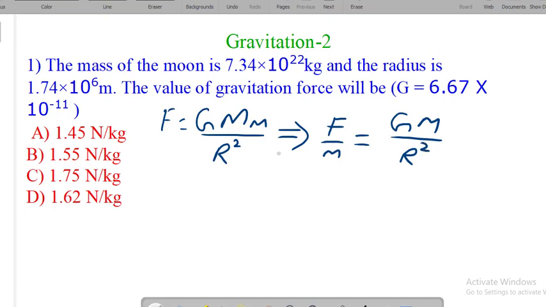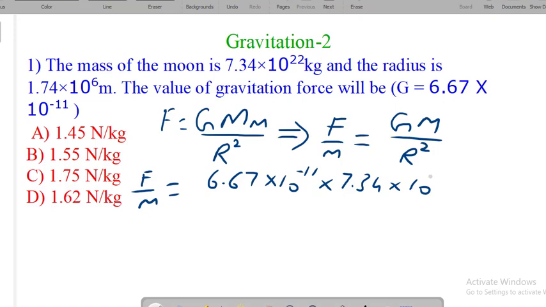Now we just substitute the values. So what we have is F upon m is equal to G, which is 6.67 into 10 raised to minus 11, into mass, which is 7.34 into 10 raised to 22, upon r square. Okay, so r is 1.74 into 10 raised to 6, the whole square.